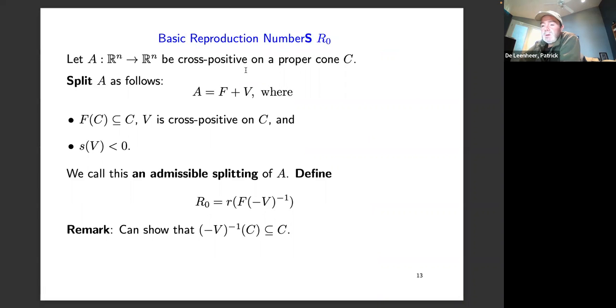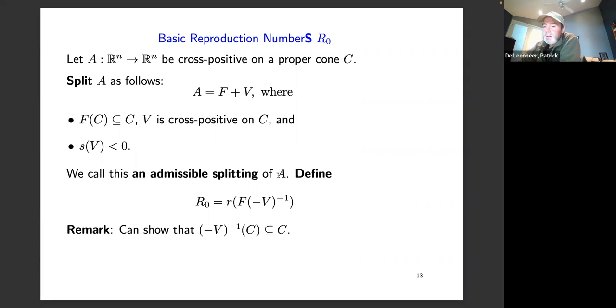Okay, so I'm going to do a thought experiment that may be hard to swallow, but first we'll address the question of why it's possible. If I have a linear operator A on Rn, which is cross-positive on a cone, I can split it in 2 pieces, F plus V, where the first piece is an operator that maps the cone into itself. The second piece is cross-positive on the cone. And moreover, this second piece has spectral abscissa which is negative. It's a stable matrix, if you want. Okay. So if that is possible, we call this an admissible splitting of A.